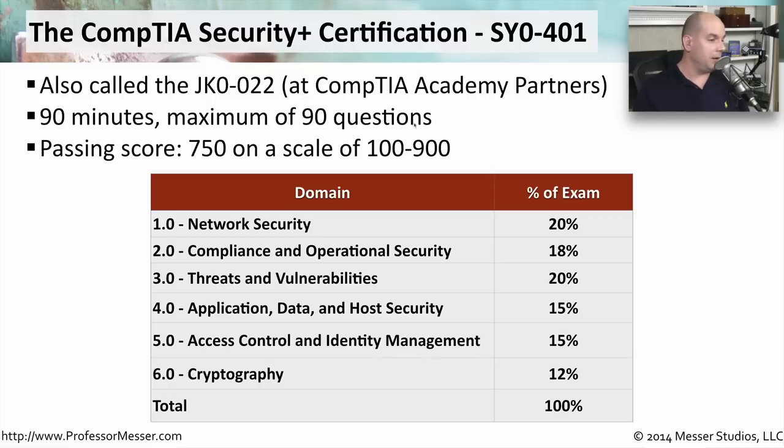The first domain is network security, and 20% of your exam will be associated with topics from that particular domain. Domain 2 is compliance and operational security for 18% of the exam. Threats and vulnerabilities is another 20% of the exam. And then you have application, data and host security at 15% of the exam. Section 5 is access control and identity management for 15%. And finally, cryptography is 12% of the exam. You'll get a randomized set of questions from all of these domains to make up the total of 100%. And you'll want to check with CompTIA's exam objectives to know exactly what's expected from each one of these domains.